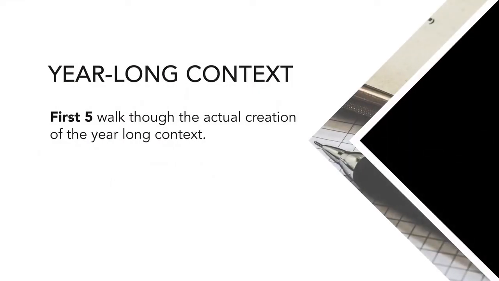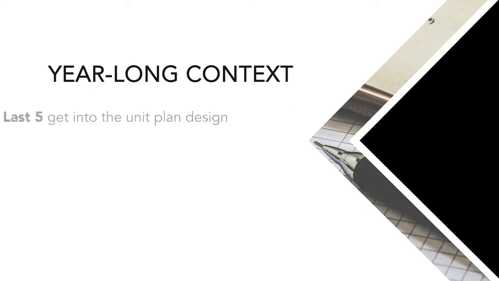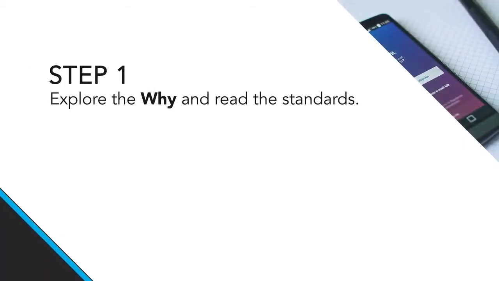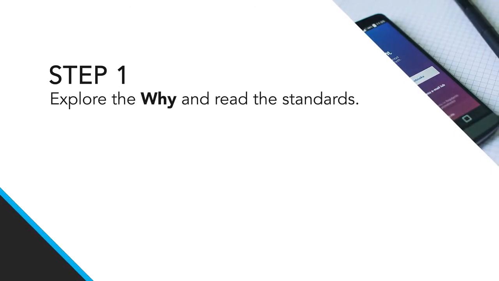There's 10 steps. The first 5 steps walk you through the actual creation of the year-long context. And then the last 5 steps really get into the unit plan design based on the year-long context. But the trick to these steps, as you explore the why, and you've got to get to know that, is you actually have to read the standards.